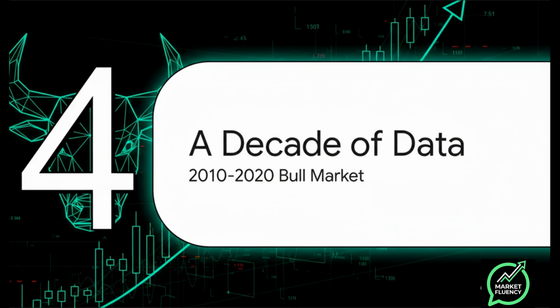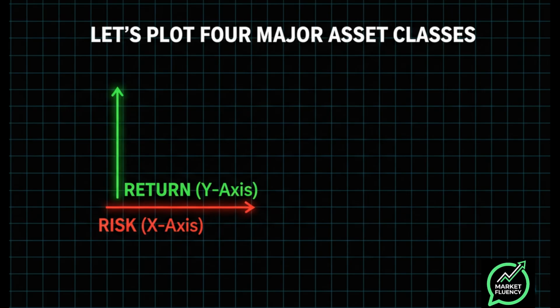We're going to wind the clock back to the decade from 2010 to 2020. This was a massive bull market, right? Mostly fueled by super low interest rates and the explosive growth of big tech. So let's see what story the map tells us. So here's our blank canvas. We've got risk on the horizontal axis and return on the vertical. We're going to plot 4 major asset classes, one by one, and just watch as the data reveals the story of that decade.